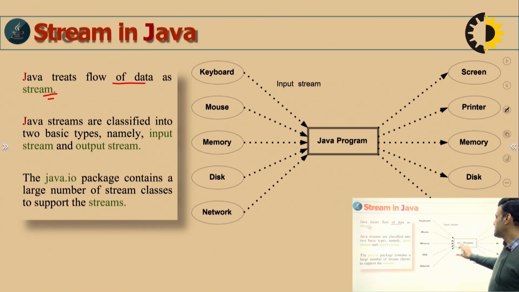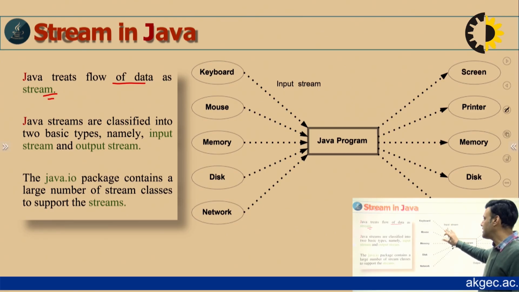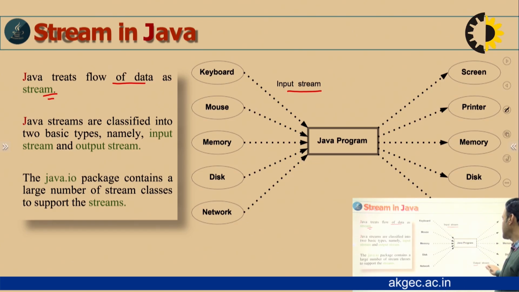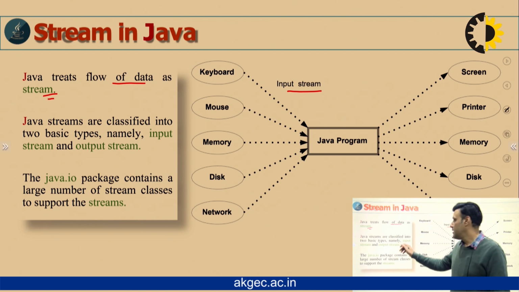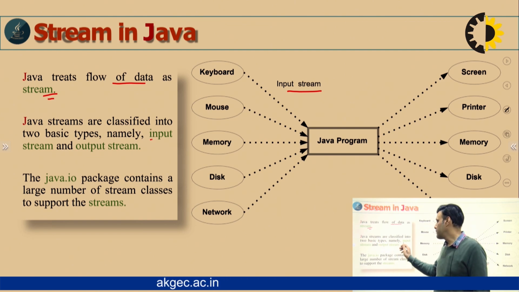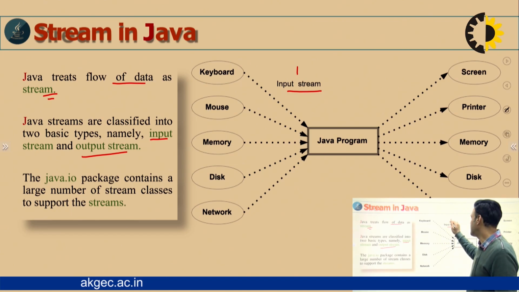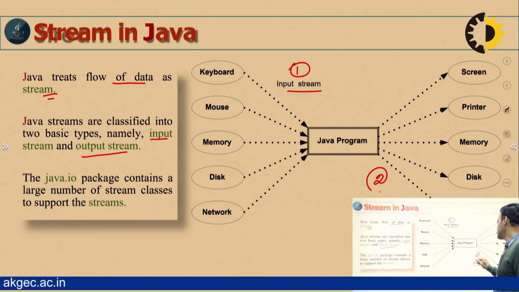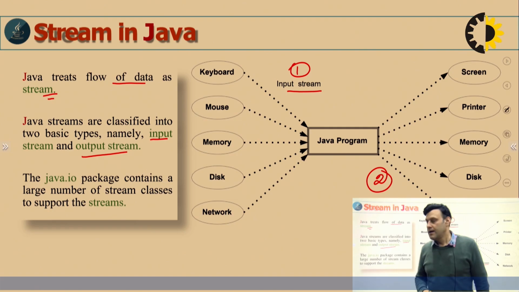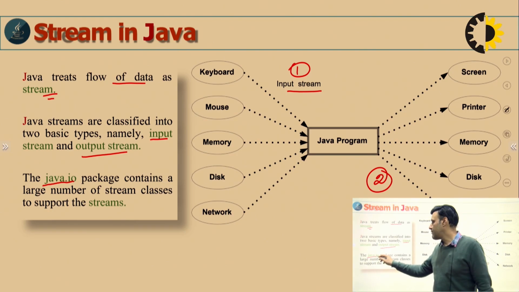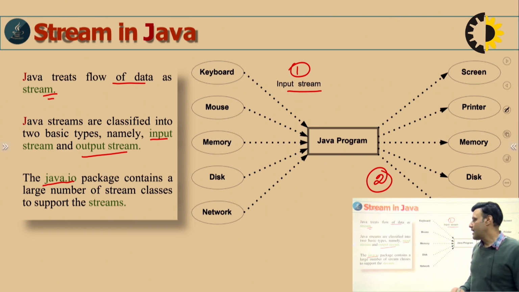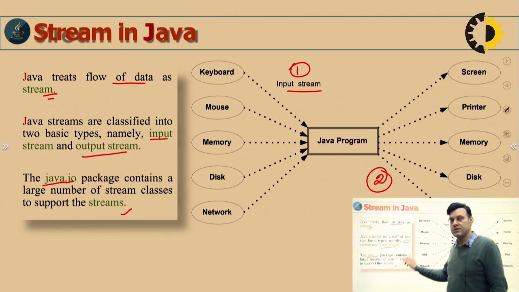So this Java program will communicate via these streams. We have an input stream and an output stream. It means Java streams are of two types: input stream and output stream. These are the two types. And there is a package called the java.io package, which contains a large number of stream classes that support the concept of streams.